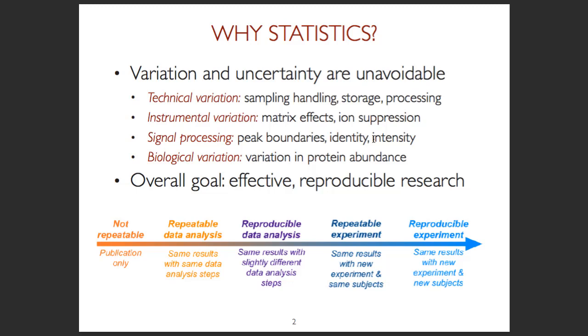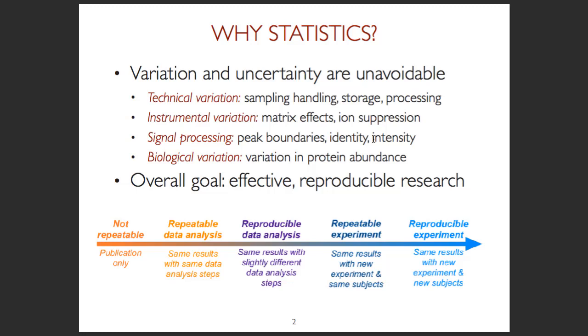Because the ultimate goal of statistical analysis is not to do it because statisticians tell you so, right? Or because NIH tells you so, or somebody else. But because we really want to make sure that our results are reproducible, but also effective, right? So if there is a signal in the biological system, we want to make sure that we design the experiment and analyze the data in a way that we can actually uncover this signal.